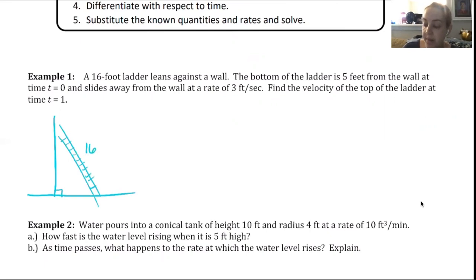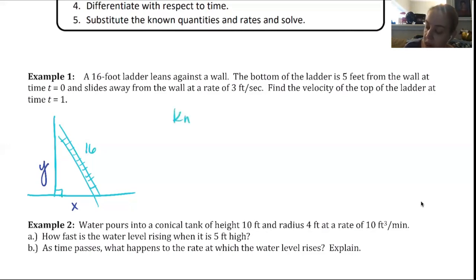I know that the bottom is sliding away and the top is sliding down. So I'm going to go with variables x and y. The way that I do these, anything that's moving gets a variable. If it's not moving, if it's constant, I'll put the number in there. So let's talk about what we know and what we need to find.